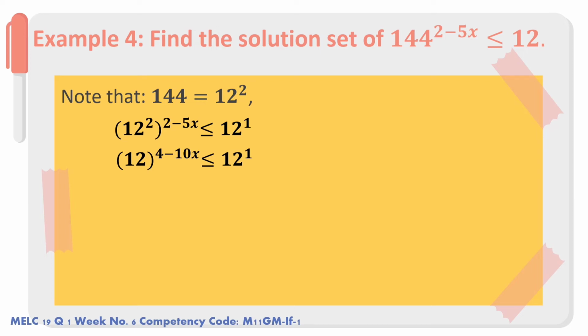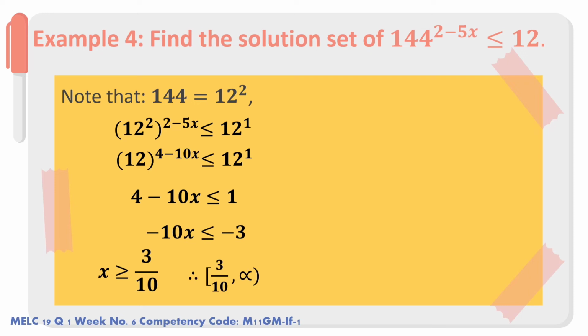Applying the one-to-one property, we have 4 minus 10x less than or equal to 1. Then, applying the addition property of equality, we will have negative 10x less than or equal to negative 3. In solving inequality, we know that when we multiply both sides by a negative number, the inequality will reverse. Therefore, x is greater than or equal to 3 over 10.